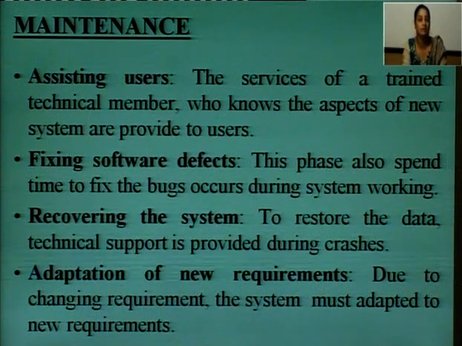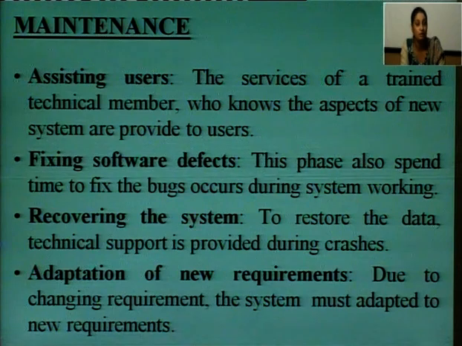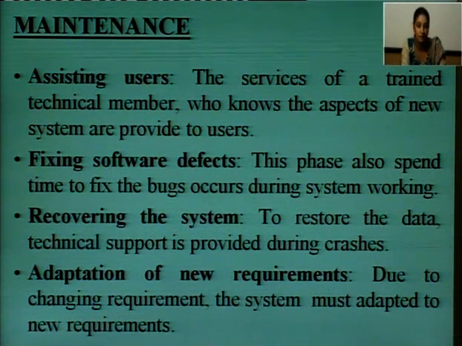Now the various things which we do in the maintenance phase. First one is assisting users. The services of trained technical members who know the aspects of the new system are provided to the user. We train the technical members so that they know what new thing a user wants in a system.